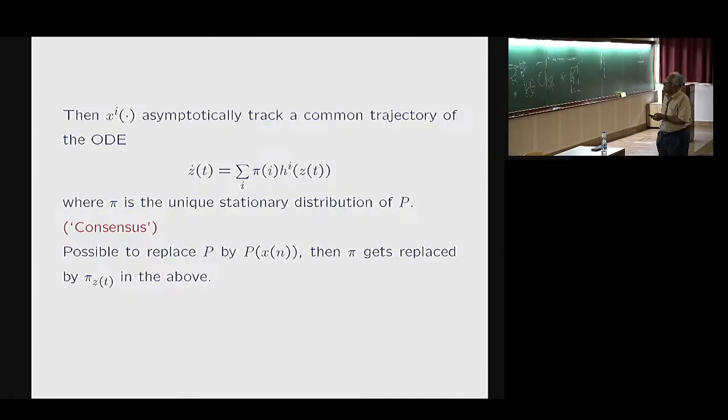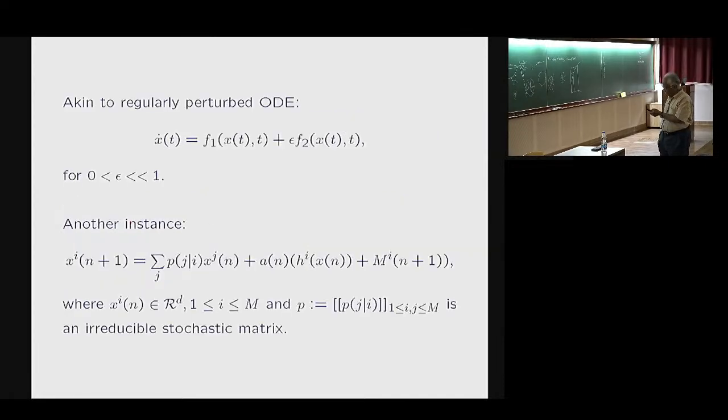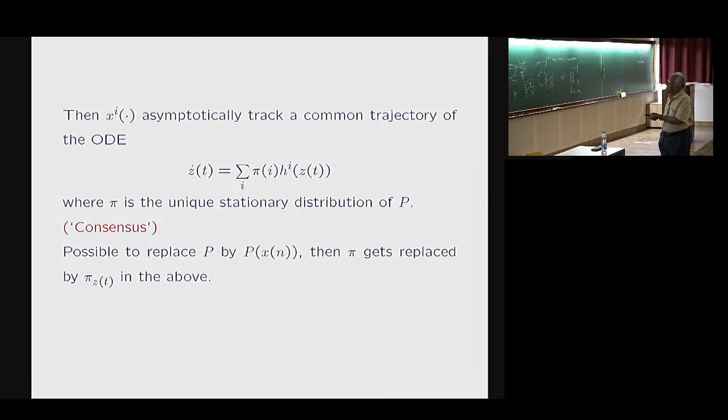In particular, if I replace P by P sub x_n, then I will get a slightly more complicated thing, and this pi will get replaced by pi sub z_t. You can exploit that fact to improve on the algorithms a bit.